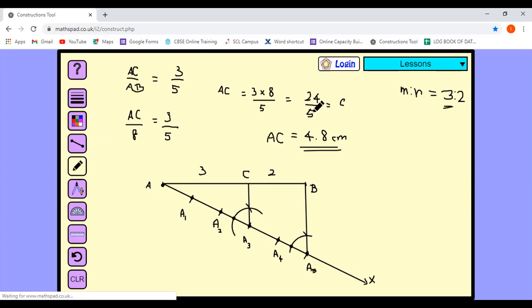So we have a few more constructions to do. Exercise 11.1, question number 1 is homework. The same way you have to continue, and you have to write the steps of construction also. The next topic will continue in the next video.